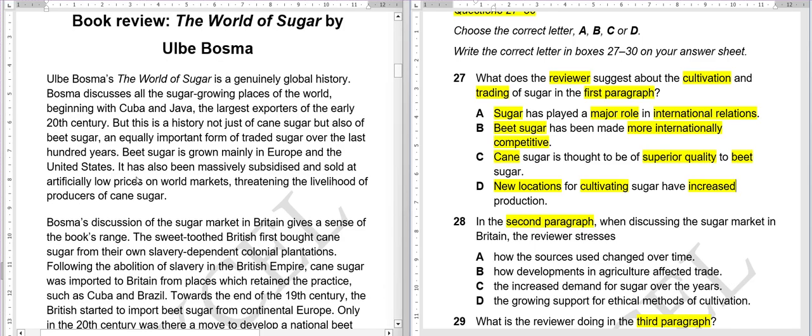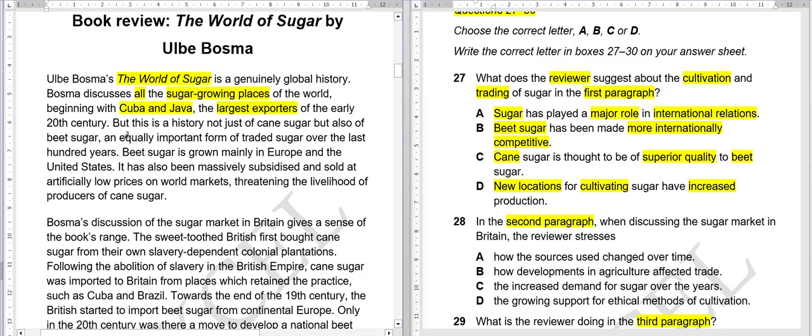Let's read the first paragraph now. Ulbe Bosma. The world of sugar. Okay, so we have found the word. The world of sugar is a genuinely global history. Bosma discusses all the sugar growing places in the world, beginning with Cuba and Java, the largest exporters of the early 20th century. So this person is discussing all the places, beginning with these two places, and they are the largest exporters.